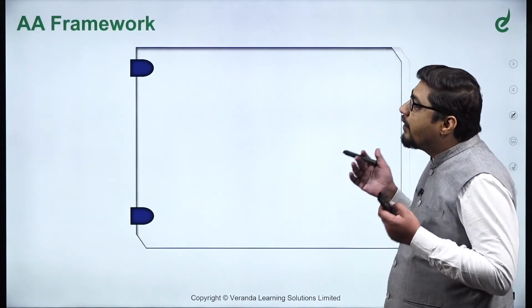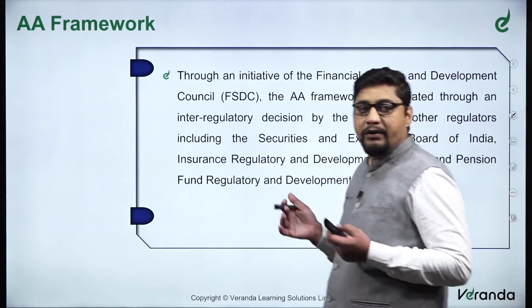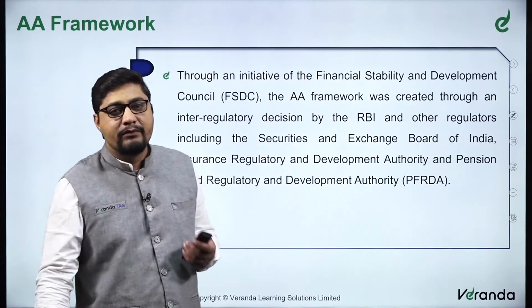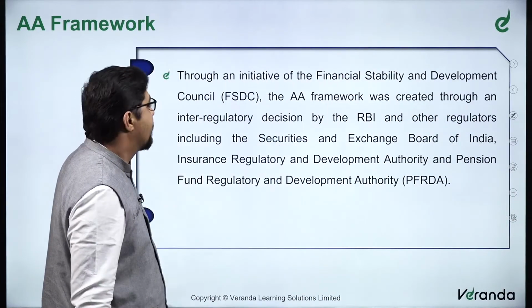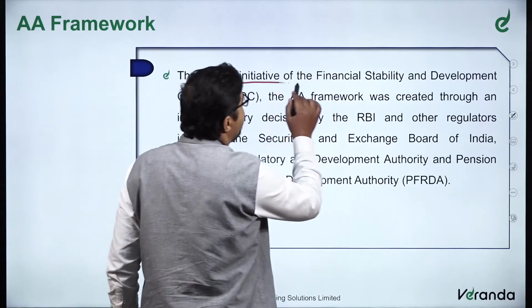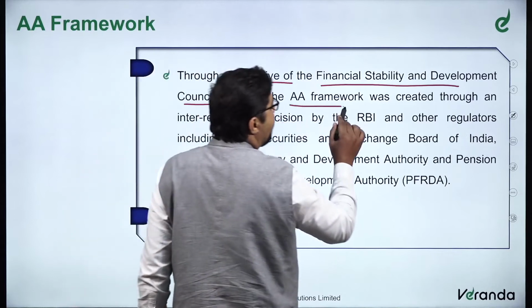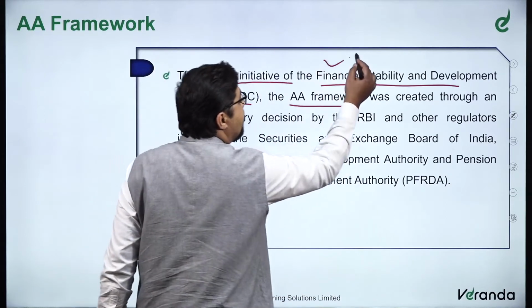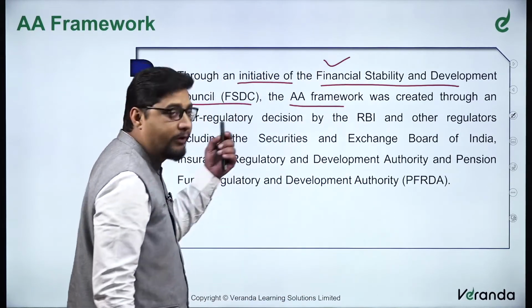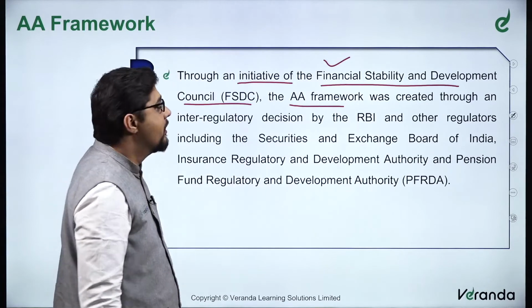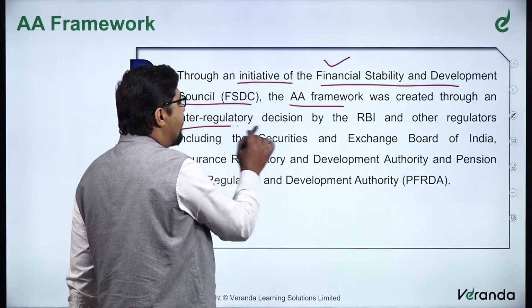Now what is the account aggregator framework? This is what we will see. It is a simple one which involves institutions, and which institutions are responsible for that? Through an initiative of the Financial Stability and Development Council, the Account Aggregator framework was created. So this is the Financial Stability and Development Council which is responsible for creating the framework of Account Aggregator, and it was created through an inter-regulatory decision.